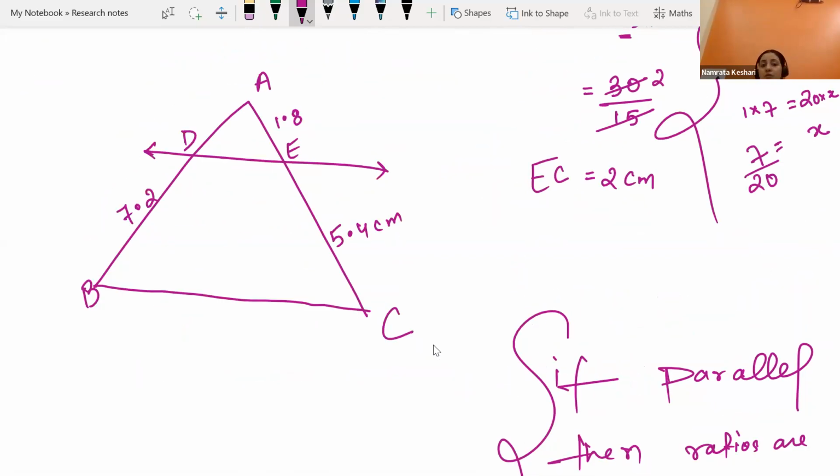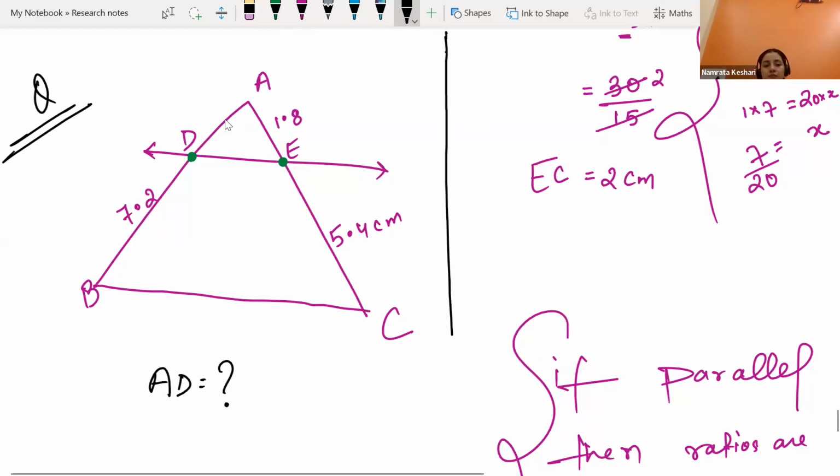Don't worry about whether it is a big line or a small line. We just need to see whether it is touching or intersecting the other two sides, or whether it is parallel or not. That much only we need to check. The same concept we'll be using here. Please use it and find the length of AD. Do it.